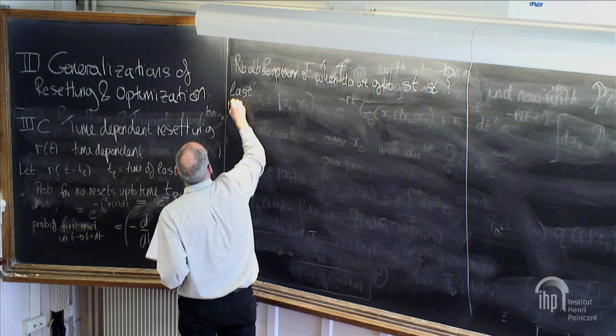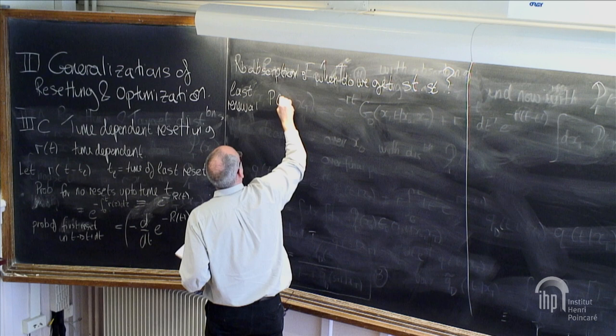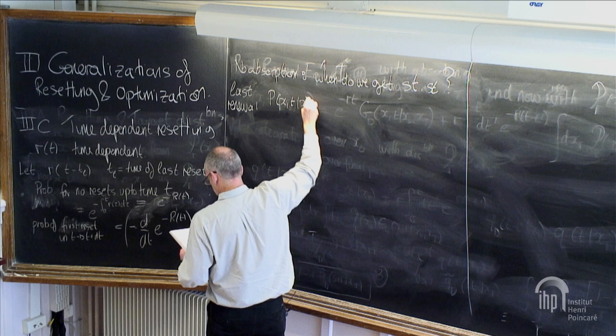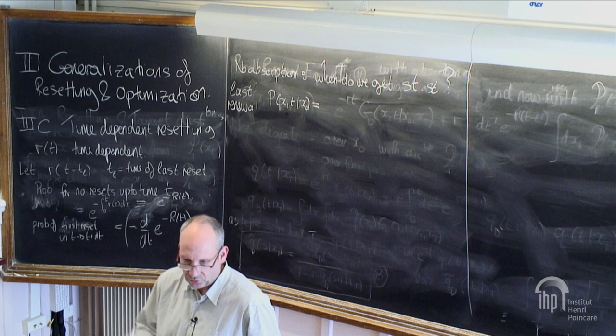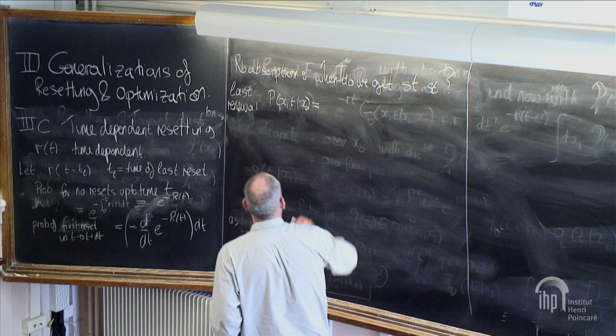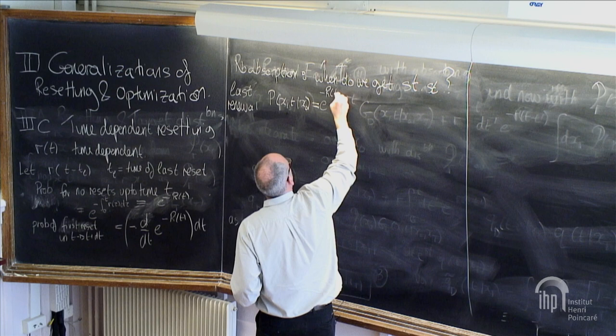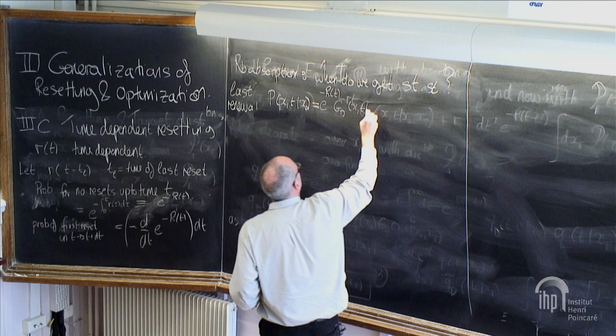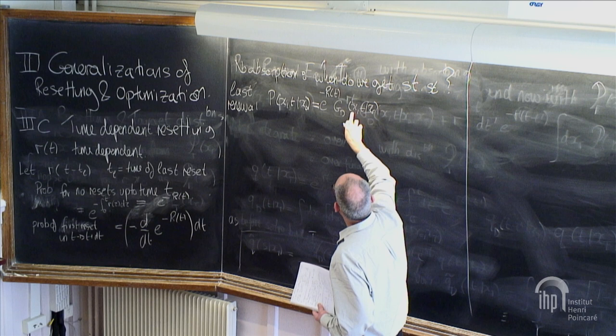So remember, we said the probability of getting to x at time t given x naught. And by the way, forgetting the resetting distribution, we're going back to resetting to just one position, xr. So we have e to the capital Rt, Gd, the diffusive propagator for getting to x in the absence of resetting. So this is just a Gaussian.